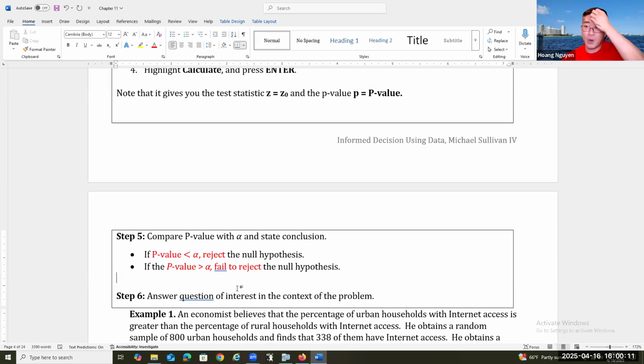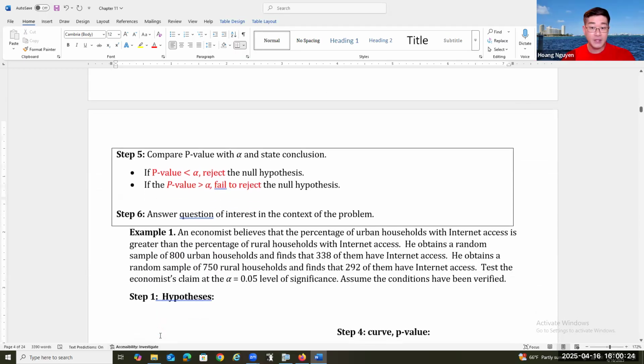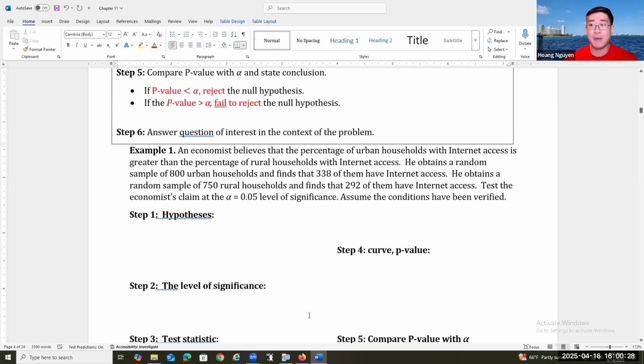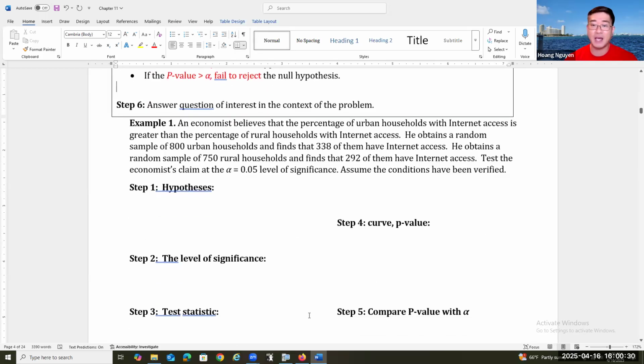So you might pause the recording for a few minutes and review the procedure for the hypothesis test. And after that, whenever you're ready, just move on. We're going to take a look at the first practice question. We're going to show the step-by-step, and we're going to use a shortcut to get the answer for step number 4, which is the p-value.